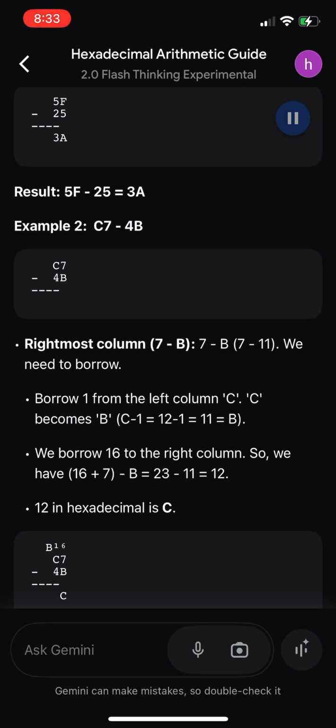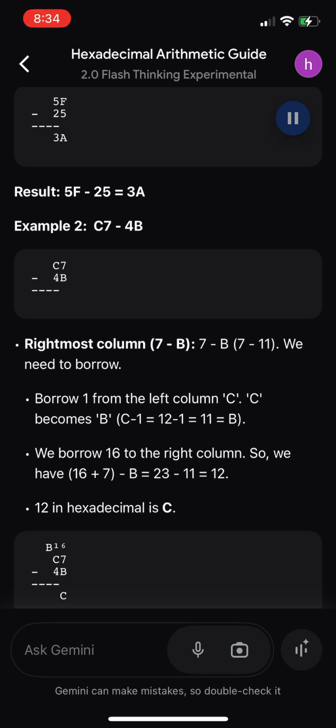Result of 1A × B is 11E. Step 2. Multiply 1A by 2 and shift 1 place to the left. Rightmost, A × 2. A is 10. 10 times 2 equals 20.